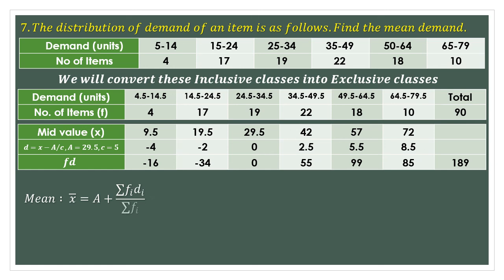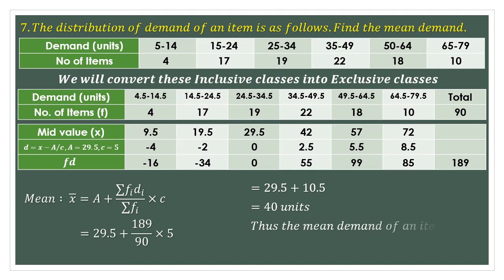So the next step is to calculate the mean, that is A plus summation fd divided by summation f into C. So that would be 29.5 plus 189 upon 90 into 5. Solving that, I get 29.5 plus 10.5, that is 40 units to be exact. So the mean demand of an item is 40 units. Okay, so with this our exercise 3.1 ends.